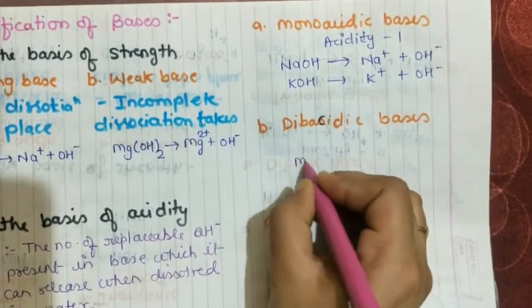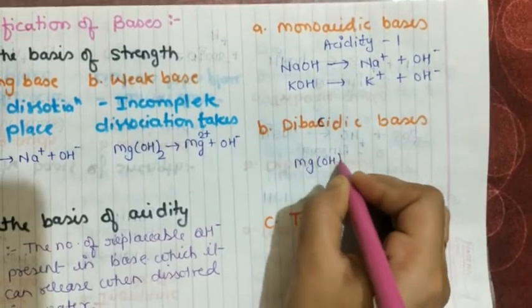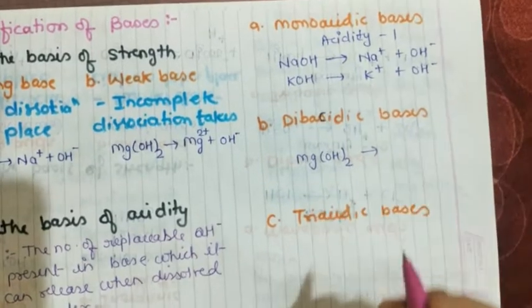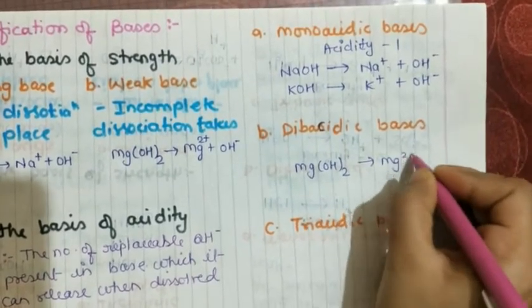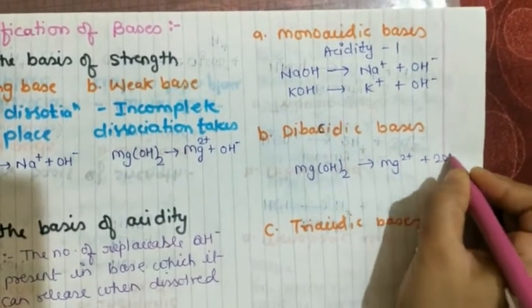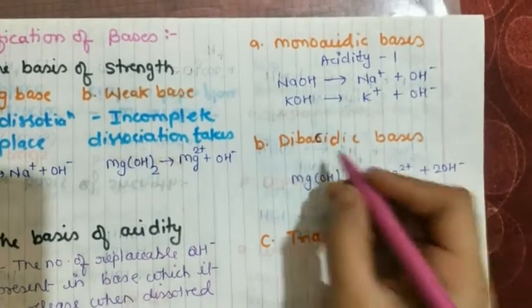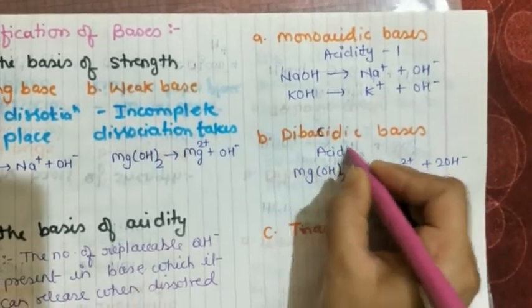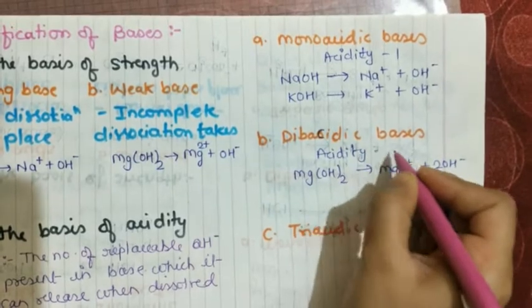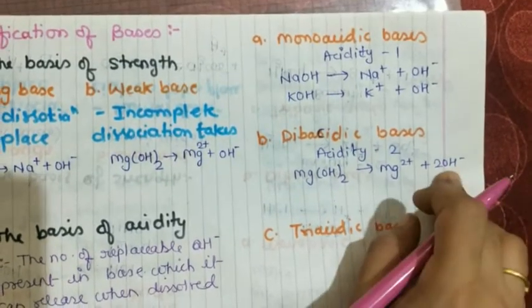What about a diacidic base? It will have the formula, suppose if I take Mg(OH)2, then what will happen? This Mg2+ forms 2OH-. So here the acidity will be 2. Why? Because it is releasing 2 hydroxyl ions.